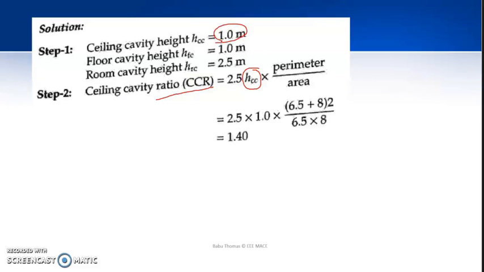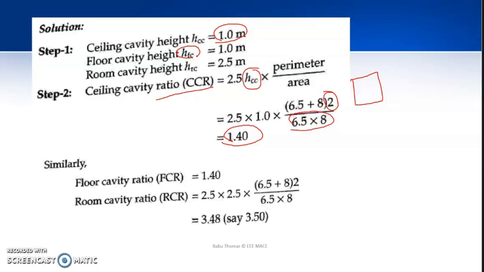Into perimeter, that is 6.5 plus 8 into 2. You will be getting the total perimeter divided by 6.5 into 8, which is the area. You are getting your ceiling cavity ratio is 1.4. So here floor cavity height is also 1 meter, and therefore ceiling cavity ratio and floor cavity ratio both are the same.